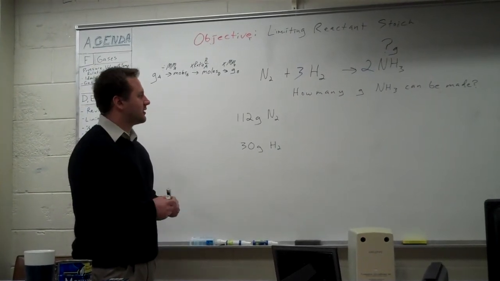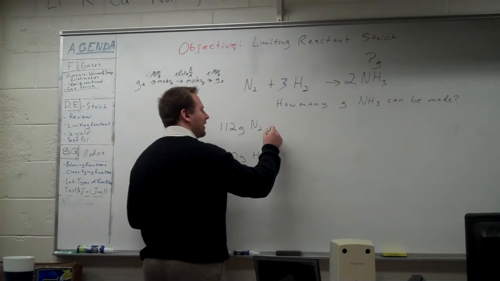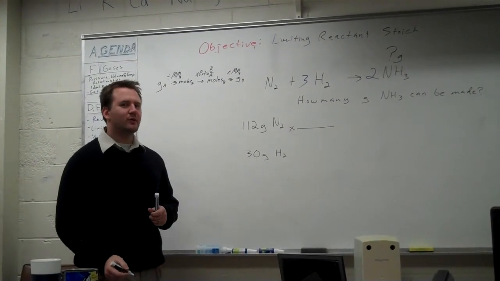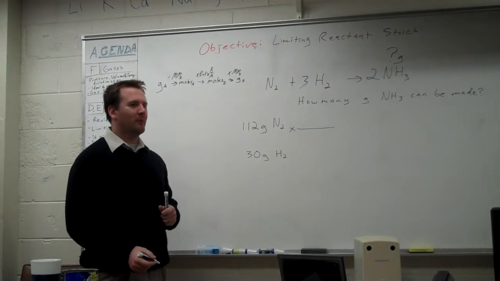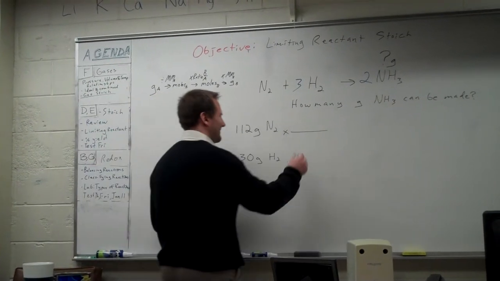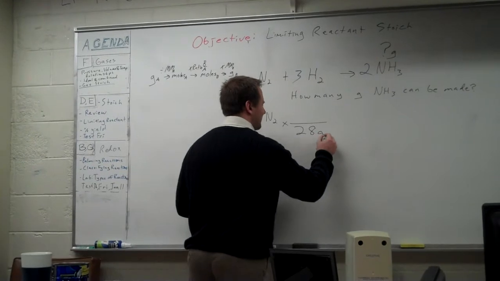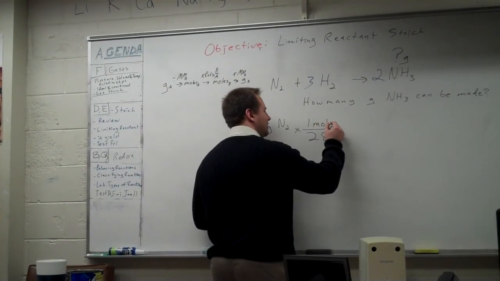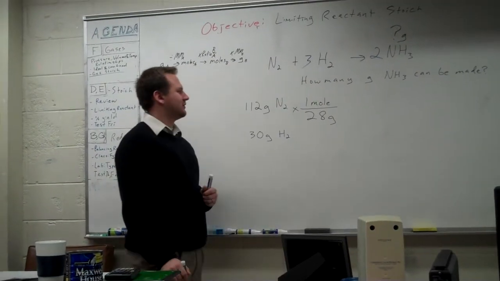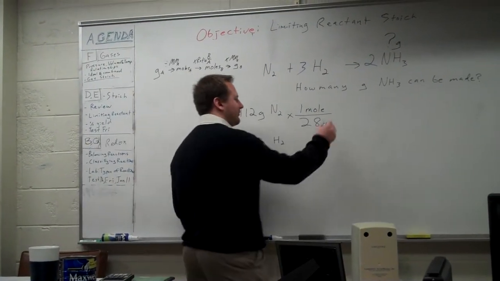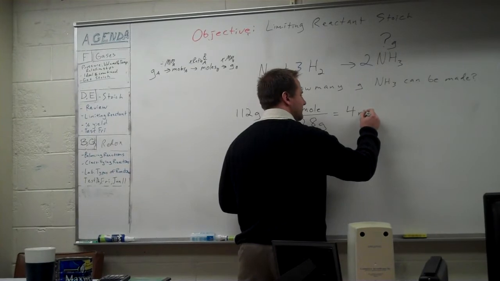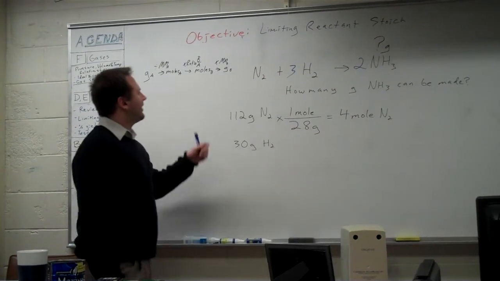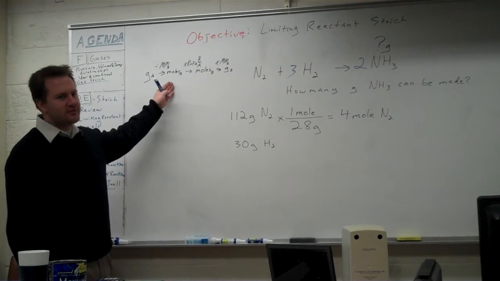Okay, so the first thing I'm going to do, whenever I'm in grams, I take a trip to where, kids? What do I go to when I have grams? Good. Okay, so we have 28 grams per 1 mole of this substance. You can find that on the periodic table. This tells you that you have 4 moles of nitrogen. So now I know how much of the first substance I have.